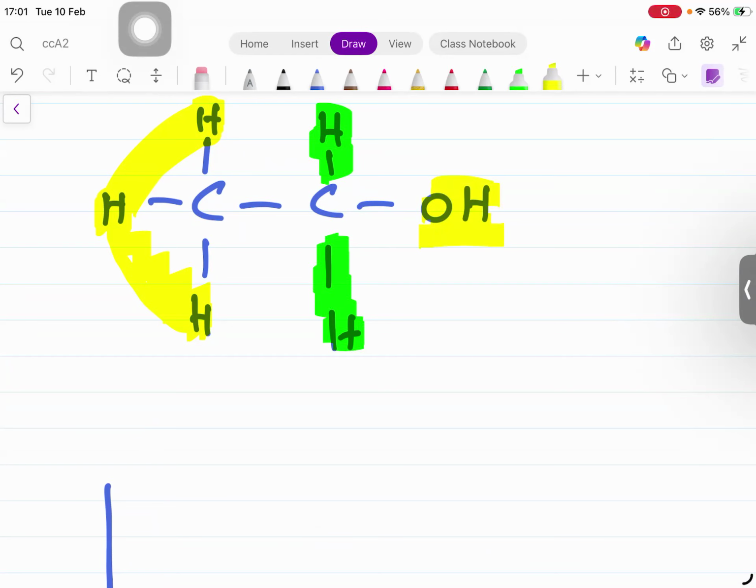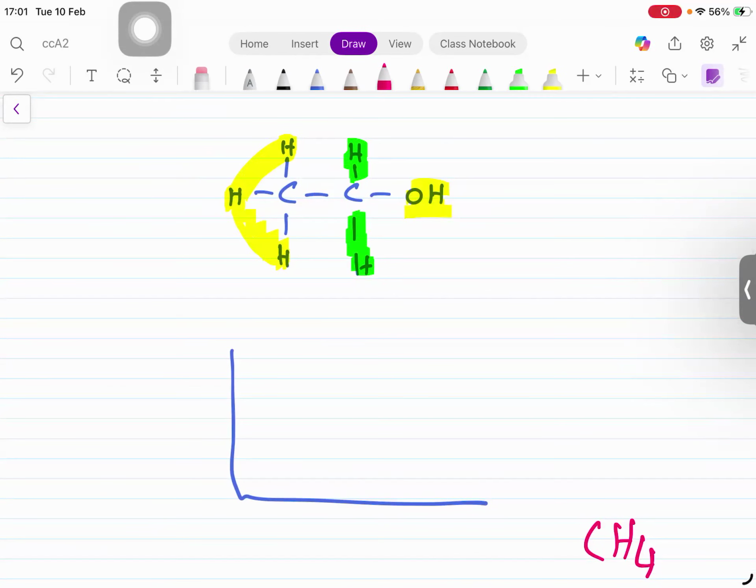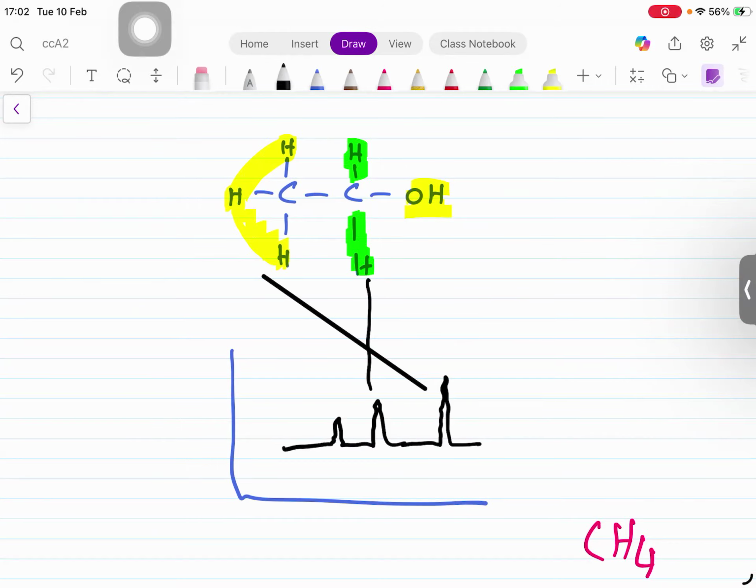उसकी एक अलग पीक होगी। सो कितनी पीक्स होंगी? 3 पीक्स होंगी, और उनके साइजेस क्या होंगे? फॉर एग्जांपल, एज आई सेड, इस वाली पीक में कितने हाइड्रोजन कंट्रीब्यूट कर रहे होंगे? 3। इस वाली में कितने? 2। इस वाली में कितने? 1। So this is 3, this is 2, this is 1.